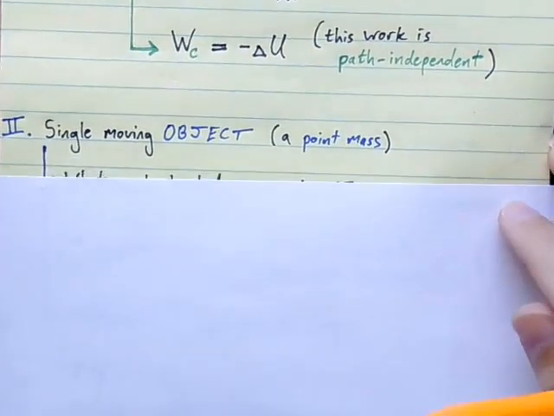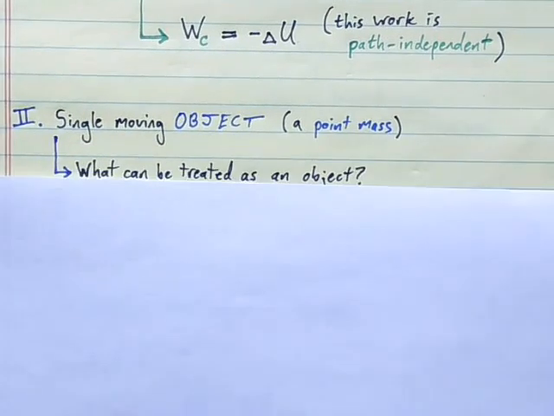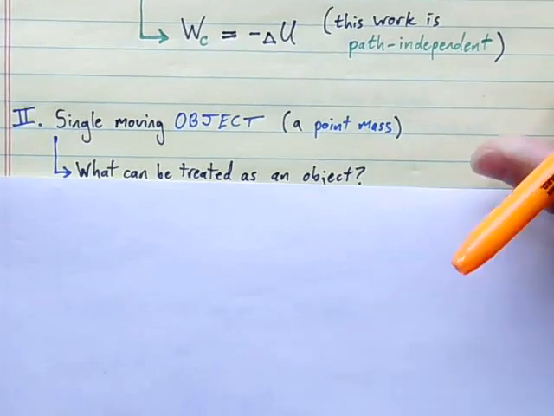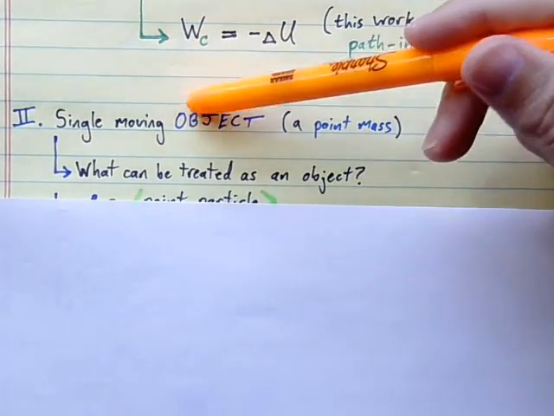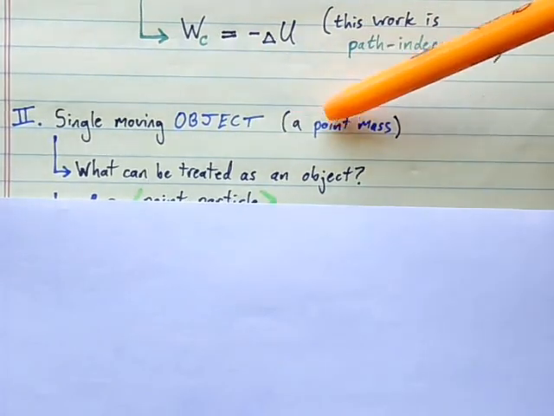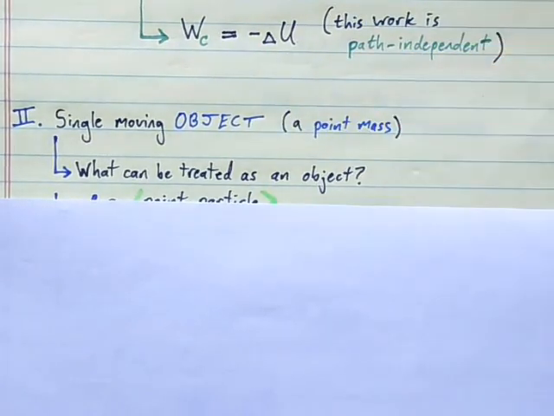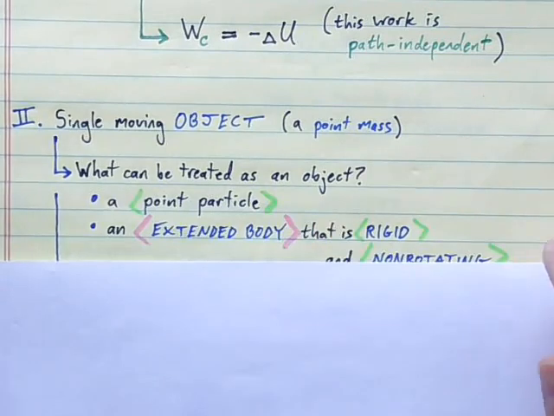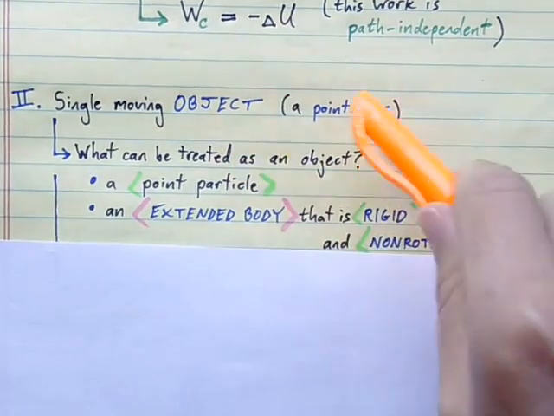Now moving on to scenarios. We have a lot of equations, so you need to be able to decide which ones to apply to your scenario. So if your scenario involves a single moving object, meaning a point mass or something we can treat as a point mass, and what would that be? What can you treat as an object, meaning a point mass?